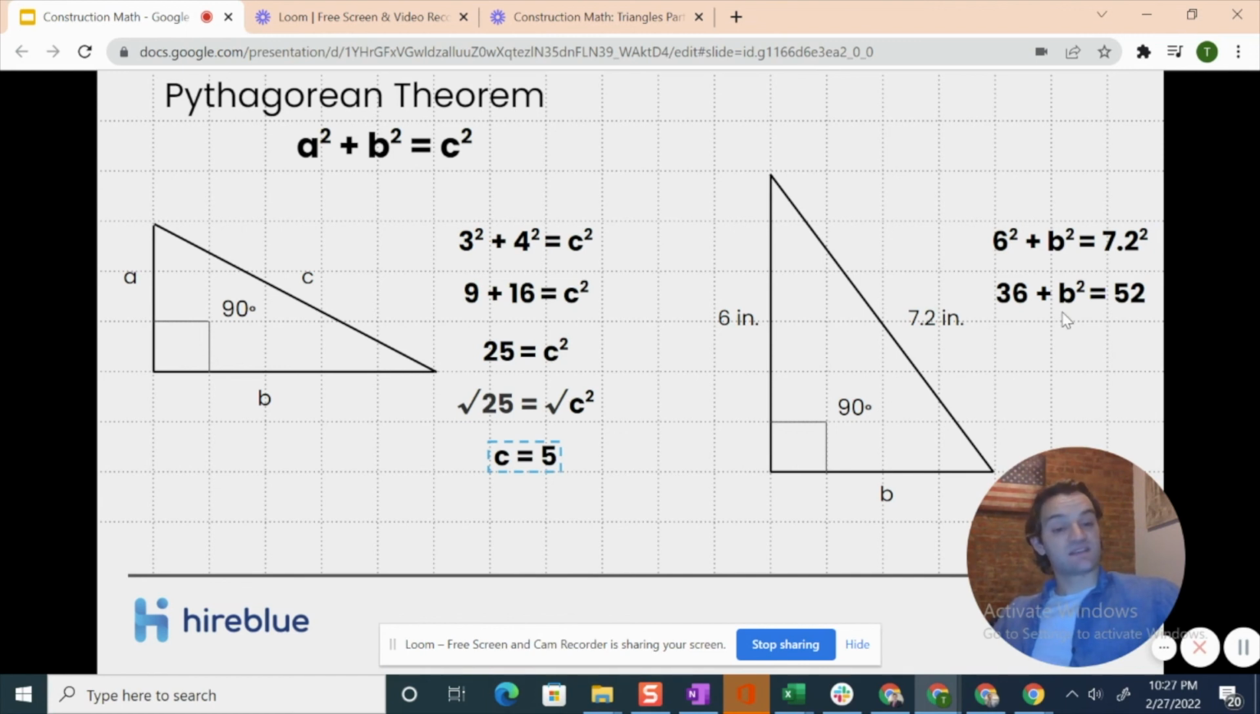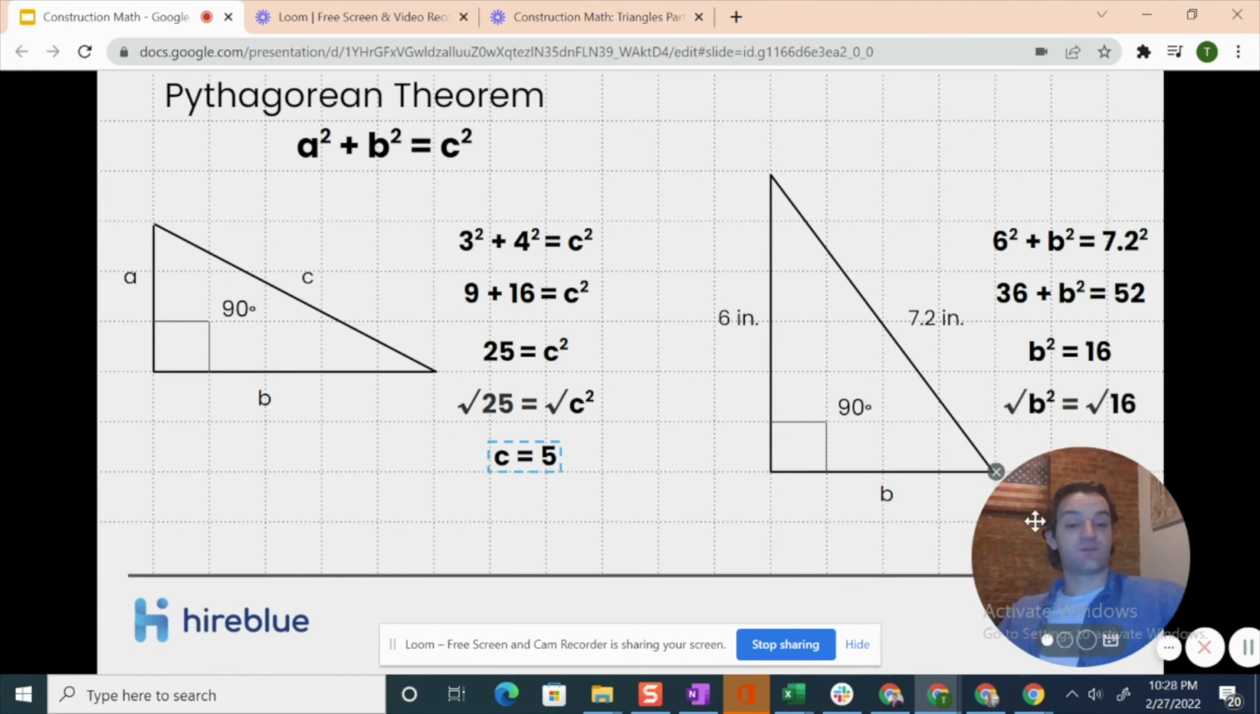So we need to isolate B squared. So we subtract 36 on this side and subtract it from the other side, because what you do to one side of the equation, you have to do to the other side. So there we have B squared equals 16. We take the square root of B squared and we take the square root of 16. And you may not be able to see it because my head's in the way, but B equals 4.